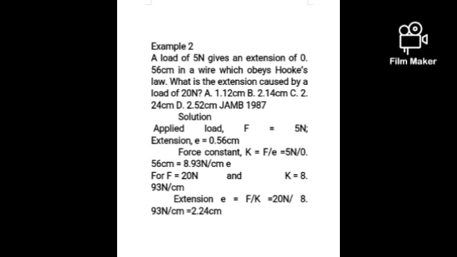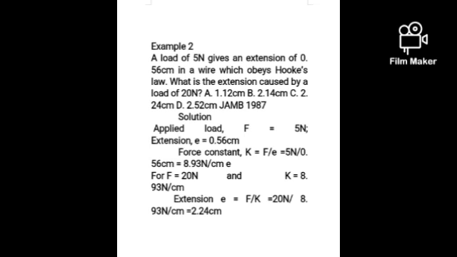We are given that a load of 5 Newton gives an extension of 0.56 centimeter in a wire which obeys Hooke's law. What is the extension caused by a load of 20 Newton? Now we have the options. That is the JAMB question 1987. Now solution. Now applied force is given to be F is equal to what? 5 Newton, and extension is E is equal to 0.56 centimeter.